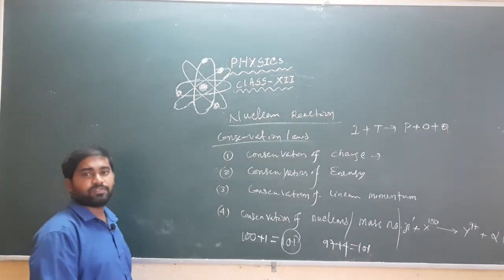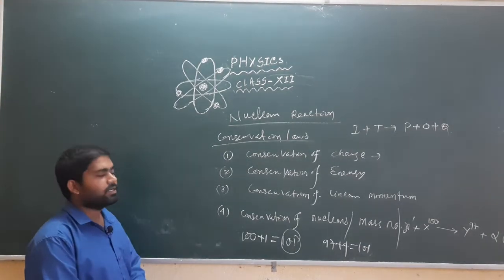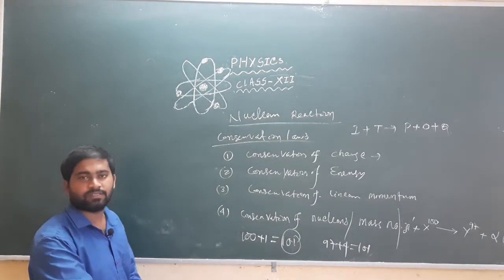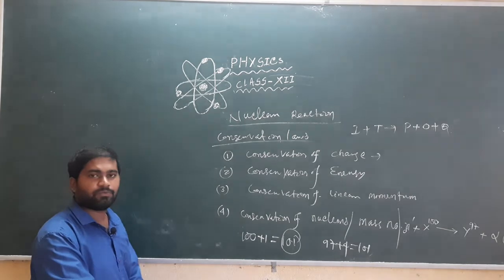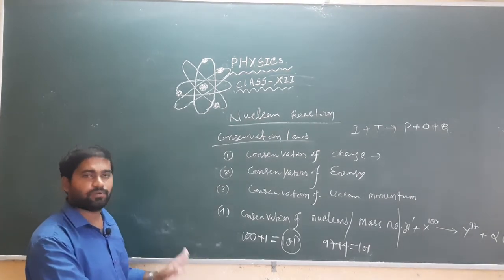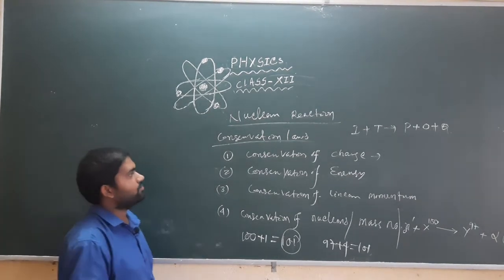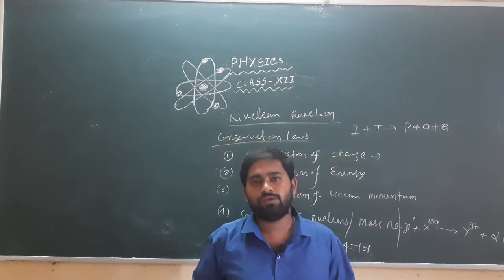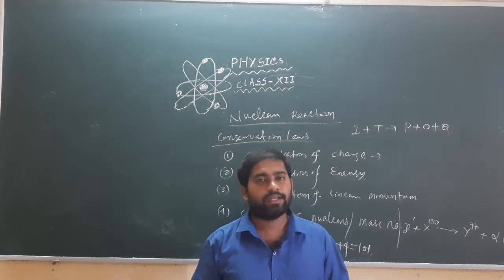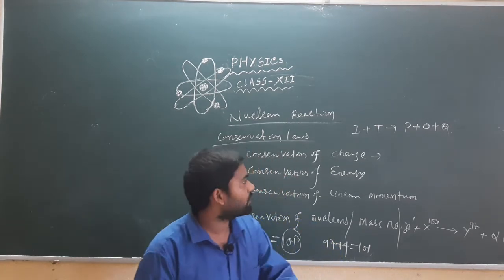So that is called conservation of mass number, or conservation of nucleons. Before the reaction, the number of nucleons must be equal to the number of nucleons after the reaction. So this is the scheme of the different conservation laws for any nuclear reaction.